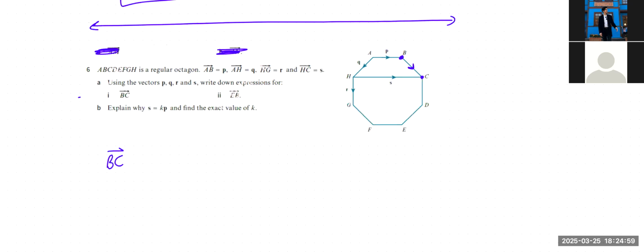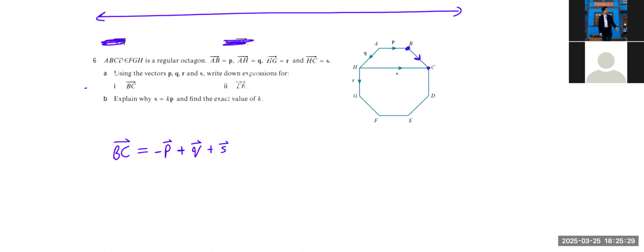So vector BA, which is P. So negative P, because AB is P, so BA would be negative P, because you're going the other way. Negative P plus negative Q. No, now you're going the same direction as Q, going up. I see the arrows now. So just Q and then plus S. Exactly. So that's BC. Perfect.